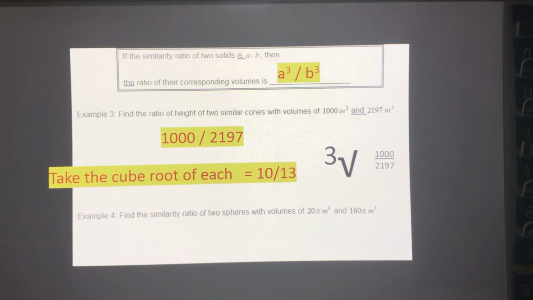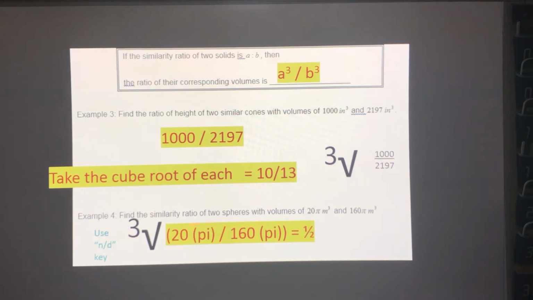Okay, what happens if in example 4 we have pi written down for volume? Because in the volume in example 3 there was no pi. We've talked about this many times. Pi is just another number, and we can't get rid of it. We have to include it in our problem. So in this case, we take the cube root and then use the ND key, and then type this in. It's difficult for me to type this on the computer. On the top will be 20 pi, on the bottom will be 160 pi. If you hit enter, you should get a similarity ratio of 1/2. So their linear dimension ratios will be a similarity ratio of 1/2.